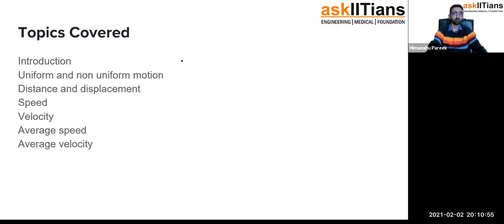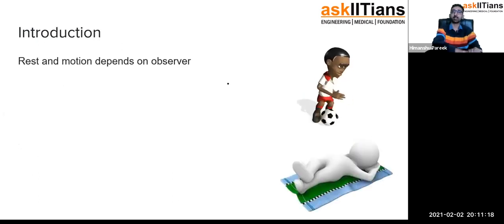So it was a quick introduction to the chapter, and we will talk about the different types of motion: uniform motion, non-uniform motion. Then there are some terms related to it: distance, displacement, speed, velocity, and all these things we are going to discuss in this particular chapter. All right. So now let us begin with, first of all, defining the state of a body.